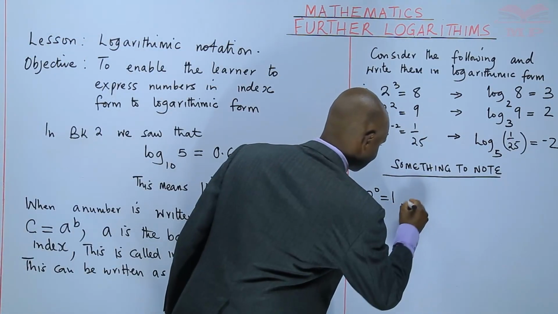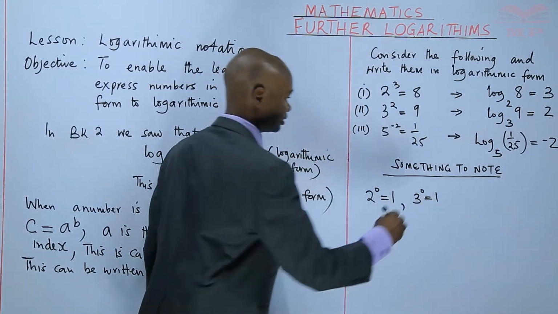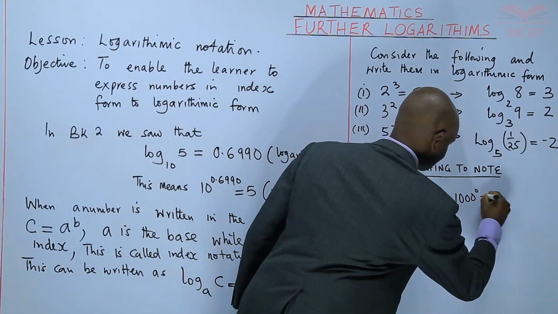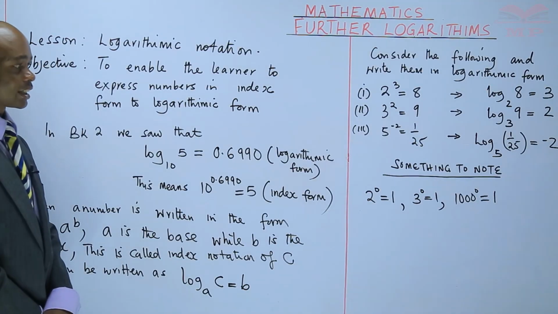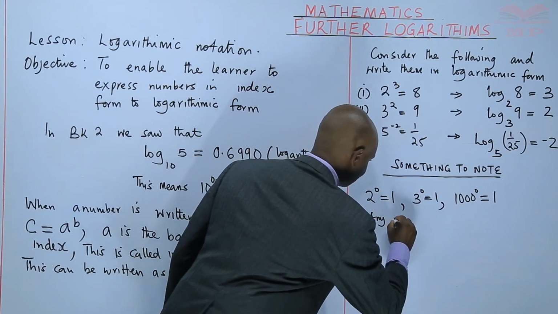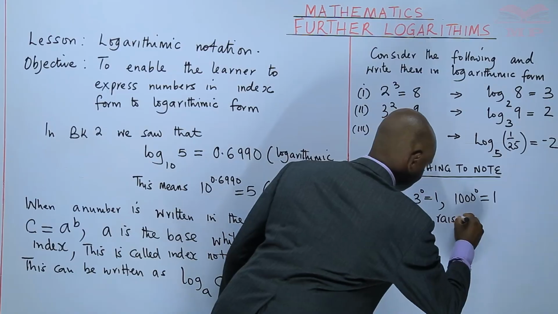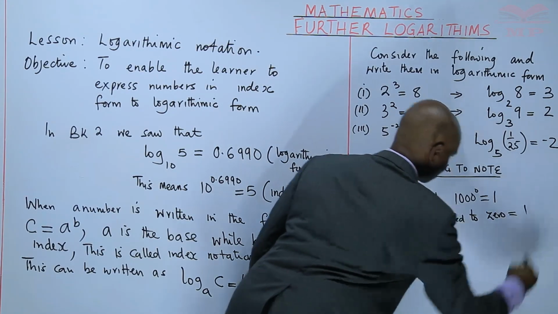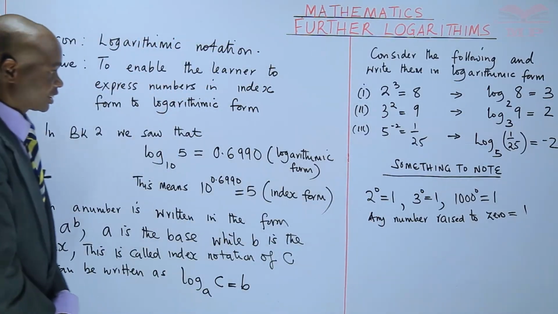3 raised to 0 is 1. 1,000 raised to 0 is 1. It means any number raised to 0 is 1. Any number raised to 0 is equal to 1. I can write this in logarithmic notation.